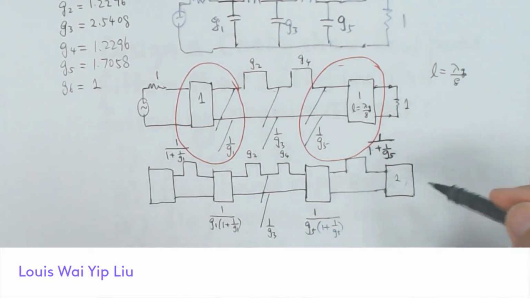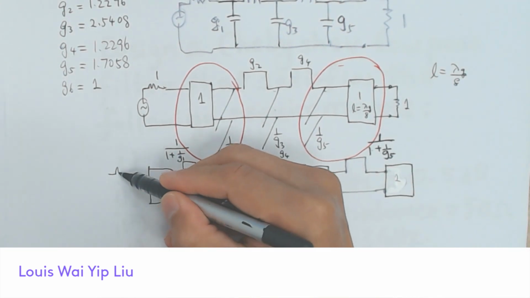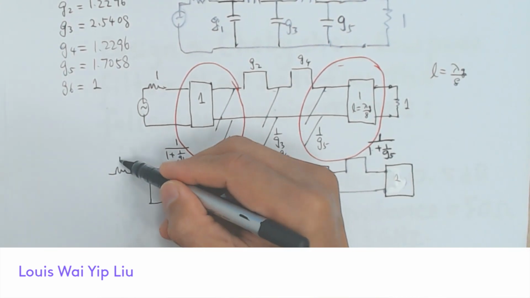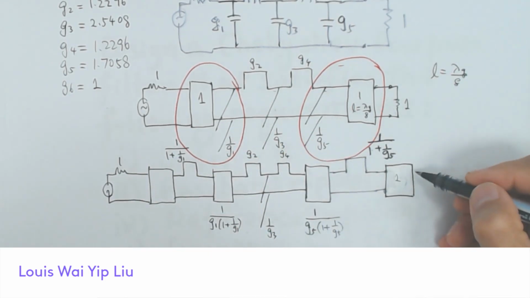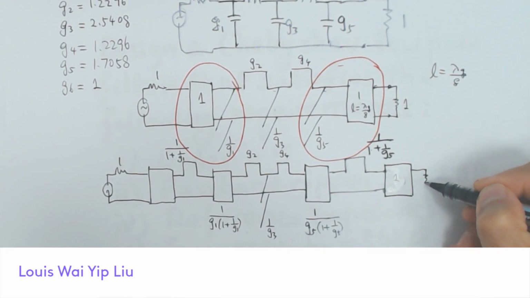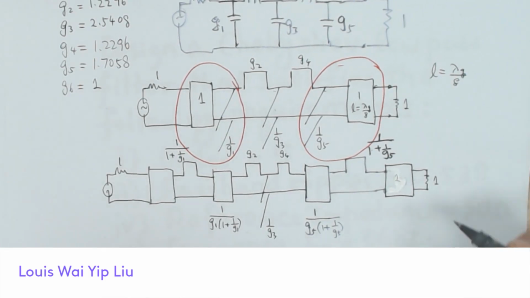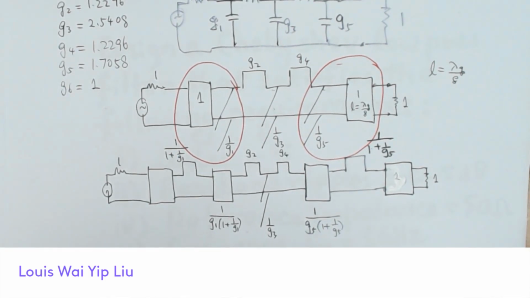And then we add the input impedance, the loading impedance, yeah, we add it. So now we have a circuit like this.